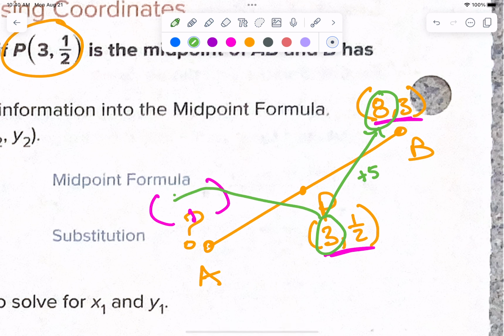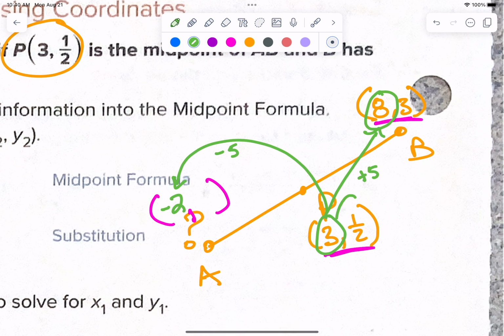Now how do I find this coordinate? I'm going to subtract 5. If I added 5 to get 8, now I'm going to subtract 5 to get the other coordinate. So what's 3 minus 5? Negative 2. Does that make sense? You add 3 to the middle to get the right one. You subtract 3 from the middle to get the left one.